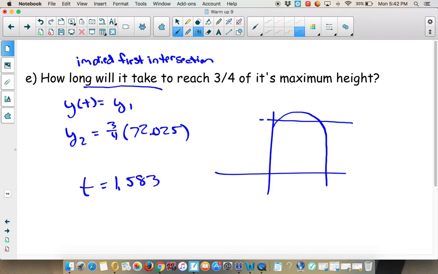Now, I do need you to pause this, and I need you to try putting this into your calculator, try adjusting your calculator windows so it works appropriately, because you do need to practice all of these skills.